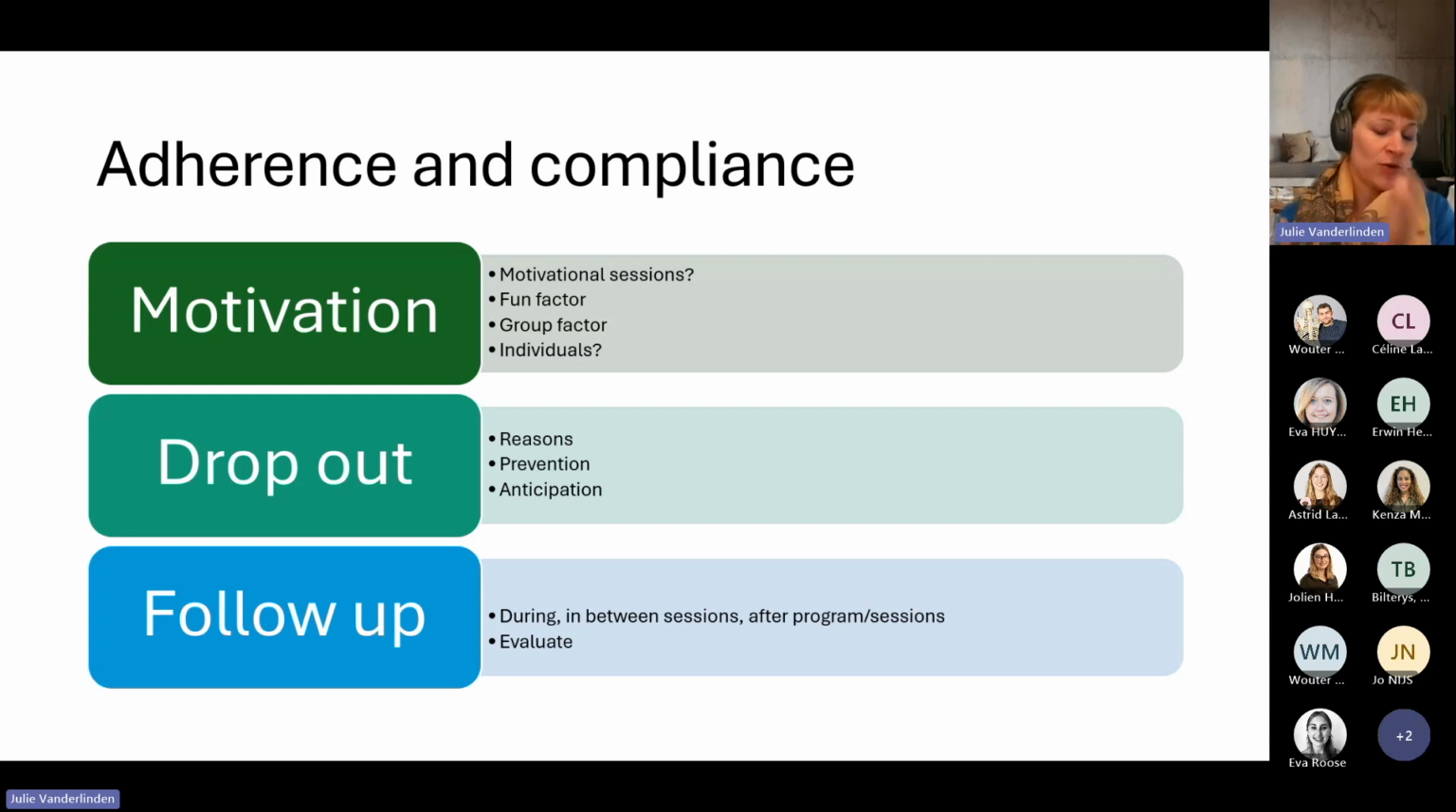So it is very likely that you have dropout, but learn from the dropout that you might have. And so by asking for reasons, you could prevent and anticipate for possible future dropout in your program.